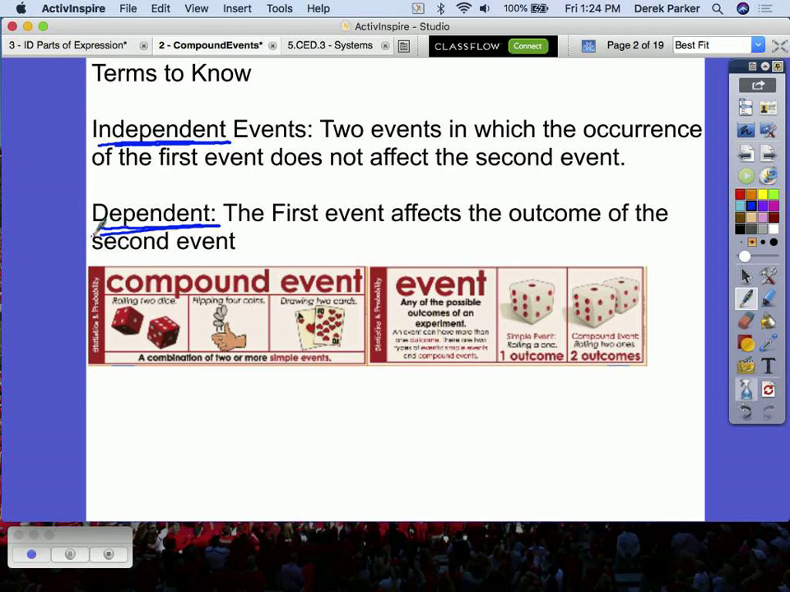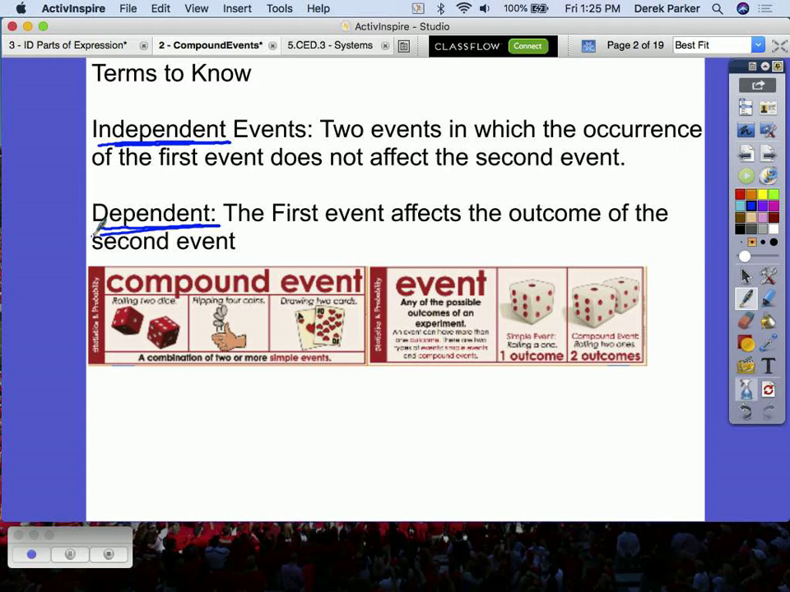Dependent. I always use the example when dealing with dependent when you do taxes. When your parents fill out their taxes in February, March, or April for the government, they put you down as a dependent because you depend on them. You are a dependent because you depend on your parents. So in probability, the first event affects the outcome of the second event because it depends on what happened in the first. Independent, nothing affects it. Dependent, the first one affects the second outcome.